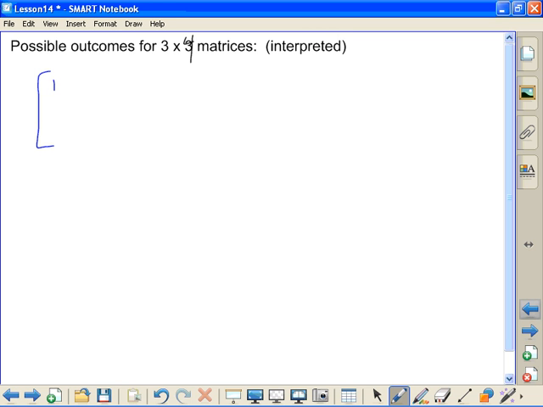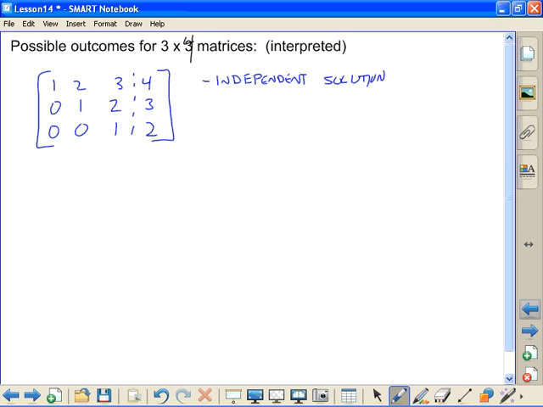So you could end up with, and again, I'm just making up the numbers here, something that looks like this: 0, 0, 2. So this is an independent solution. One point of intersection. All right.